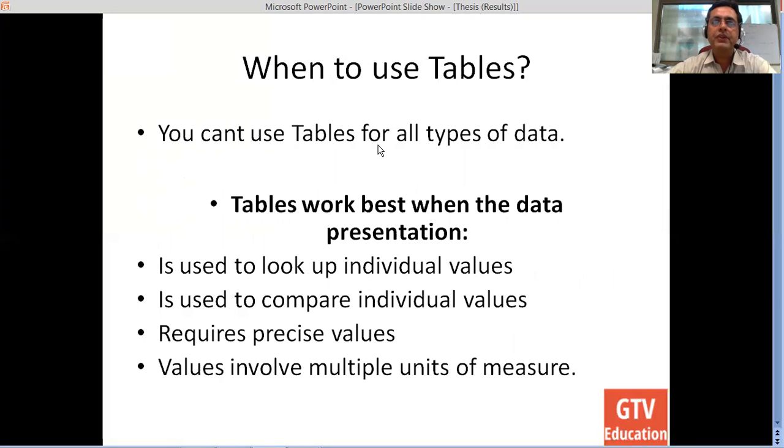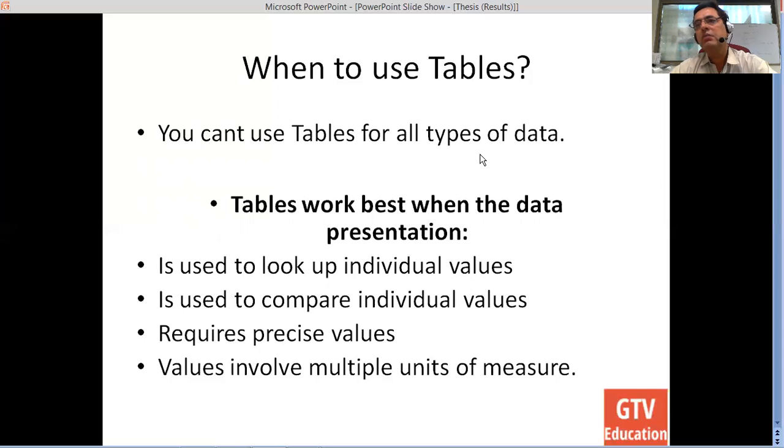When to use tables? It's a good question. Many students think that they can use tables everywhere, for any kind of data that they have. That's what they are learning in many cases, because they are seeing these tables everywhere in different manuscripts and on different media. That's why they naturally think that tables are a good representation for each and every kind of data, but it is not so. You cannot use tables for all types of data that you have.